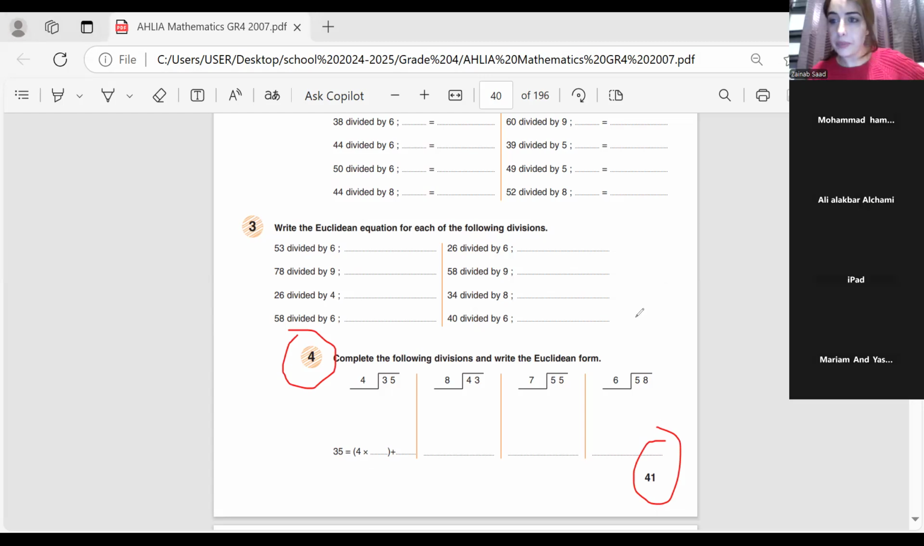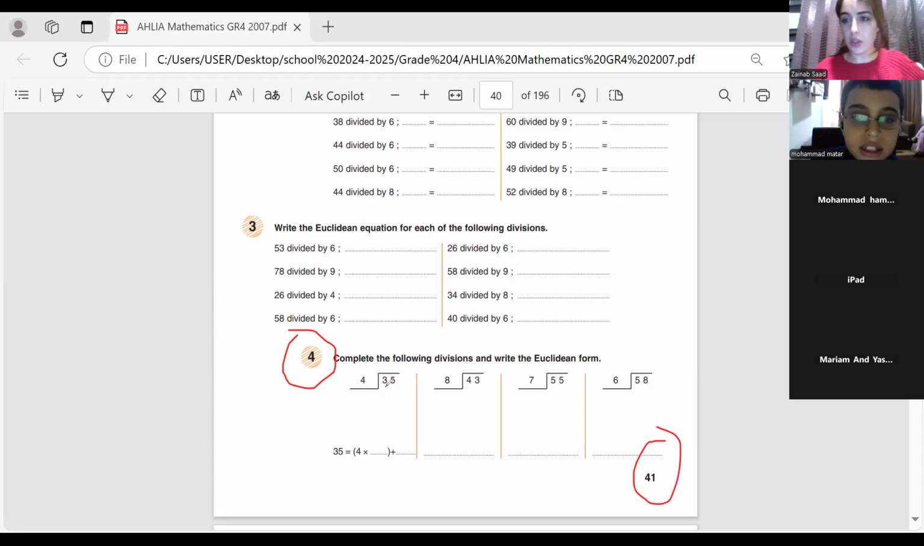I'm going to start with Hamad Matar. Unmute yourself, please. Hamad? This one we already did in the example. I'm just going to fill it and then we're going to do the other one. We said that the quotient was 8. Here we have 32. 35 minus 32 was 3. And here we wrote 4 times 8, which is the quotient, plus the remainder, which is 3. Let me go to the other one. Here you have 43 divided by 8. You have to tell me step by step how you're going to make it.